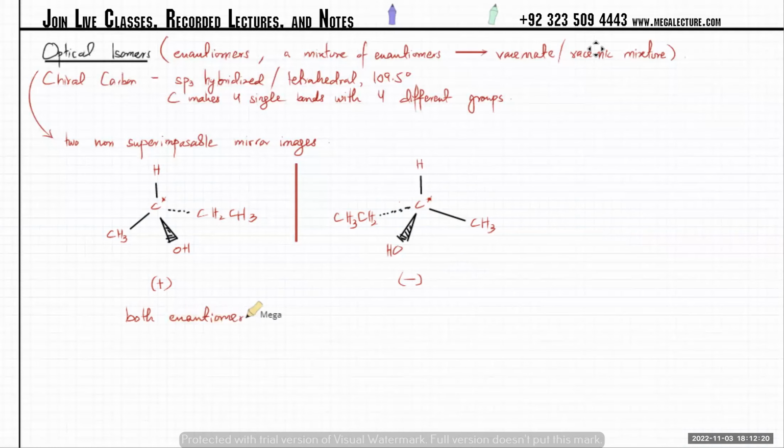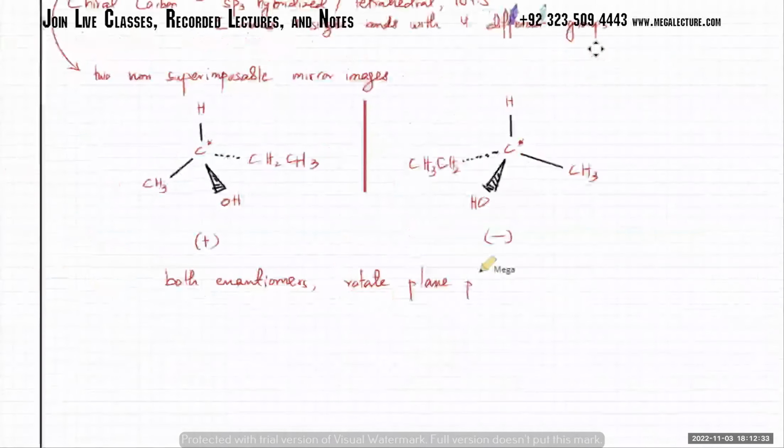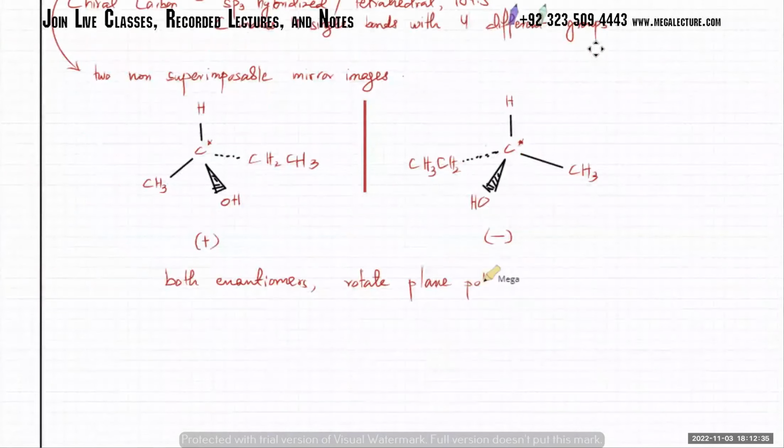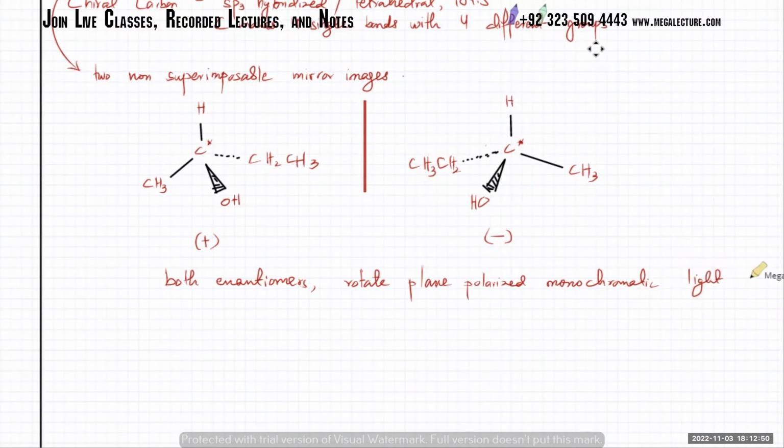So both enantiomers rotate plane polarized monochromatic light in opposite directions.